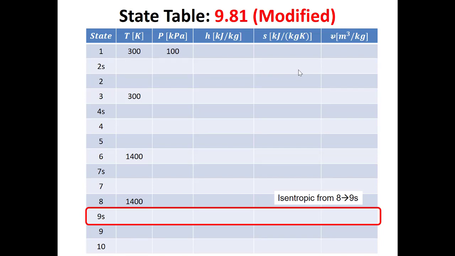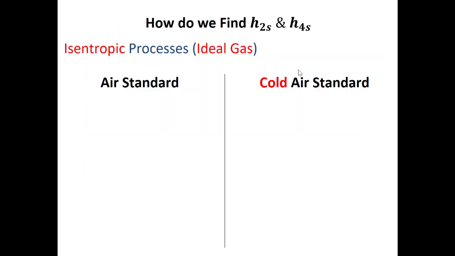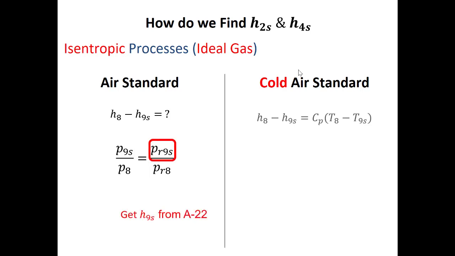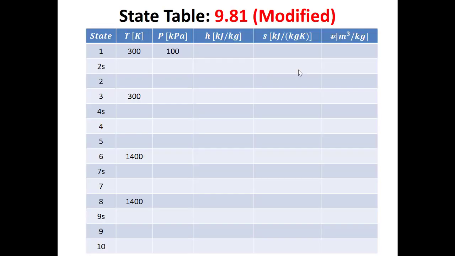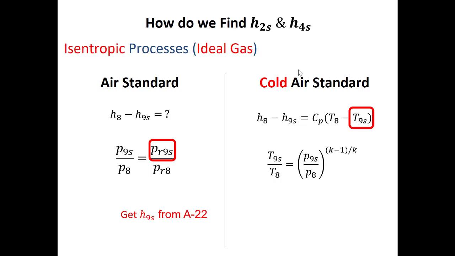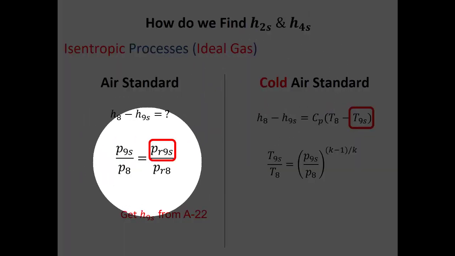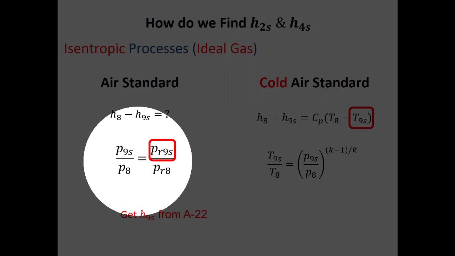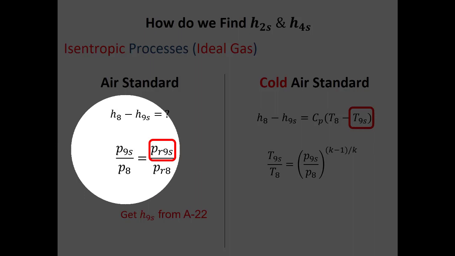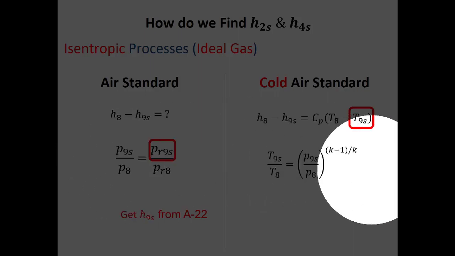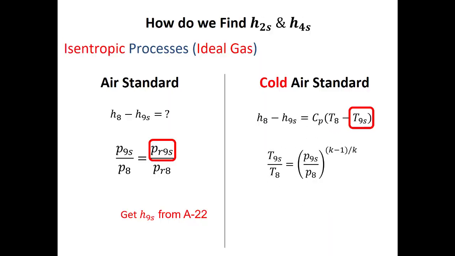We would do the same thing going through the second turbine. First, we would find the ideal exit of the turbine in either air standard or cold air standard analysis, right? So again, the trick is identifying which of these processes are isentropic, because when we know which processes are isentropic, we can get either this ratio of reduced pressures is equal to the ratio of pressures, or this expression with k in the exponent, right?